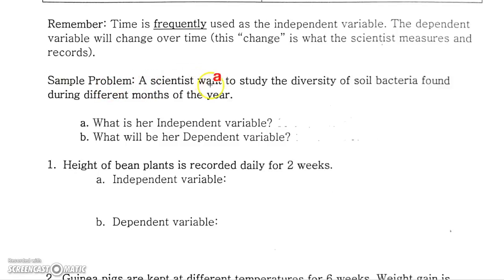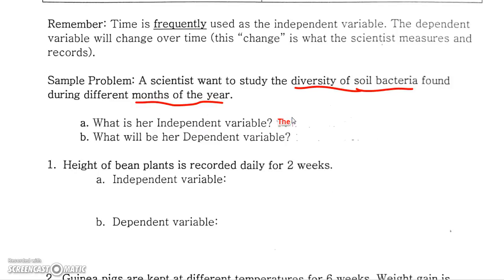Sample problem. A scientist wants to study the diversity of soil bacteria found during different months of the year. I'm an ELA teacher at heart, so I'm gonna do a little underlining. So we're looking for soil bacteria diversity over a certain amount of months. Well, if I remember from the remember up at the top, the independent variable is usually time. So I'm seeing months of the year, the independent variable would be months.